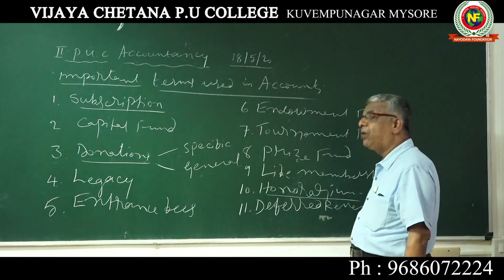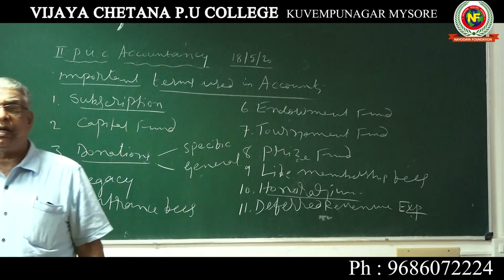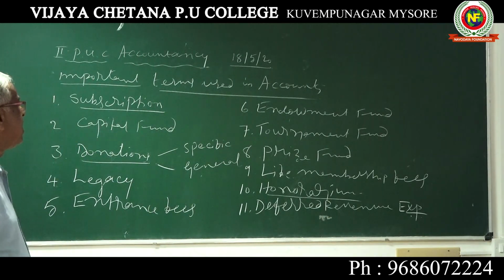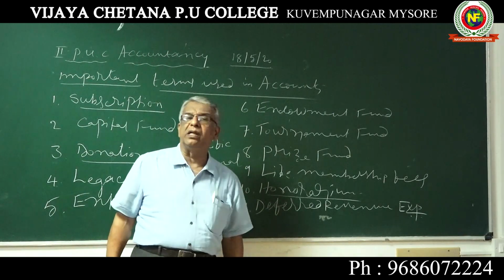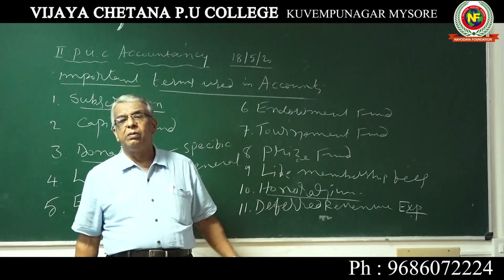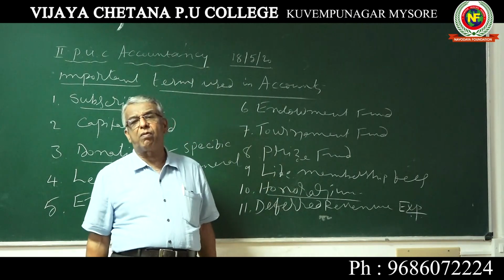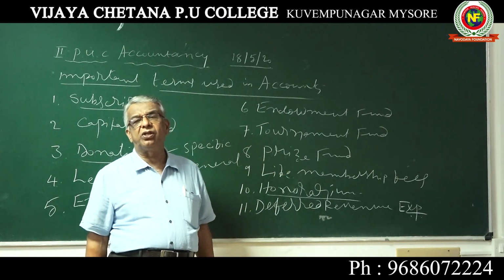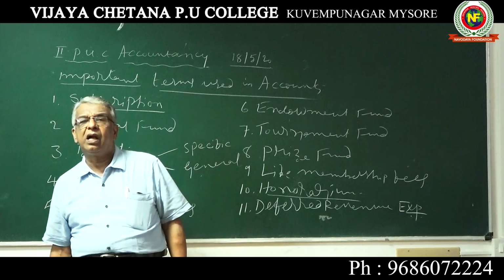And deferred revenue expenditure, as I already explained, is an expenditure which is not written off in the year in which it is incurred, but it is spread over the number of years in which we are going to get the benefit. Examples of deferred revenue expenditure are preliminary expenses, heavy advertisement charges incurred in promoting a new product, and commission and brokerage charges incurred at the time of issuing shares and debentures.